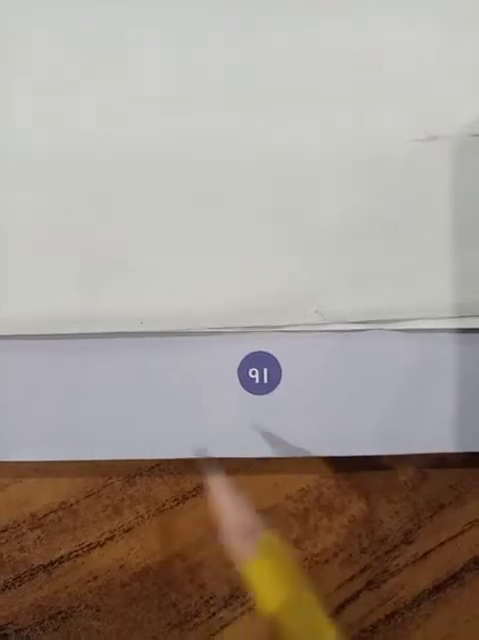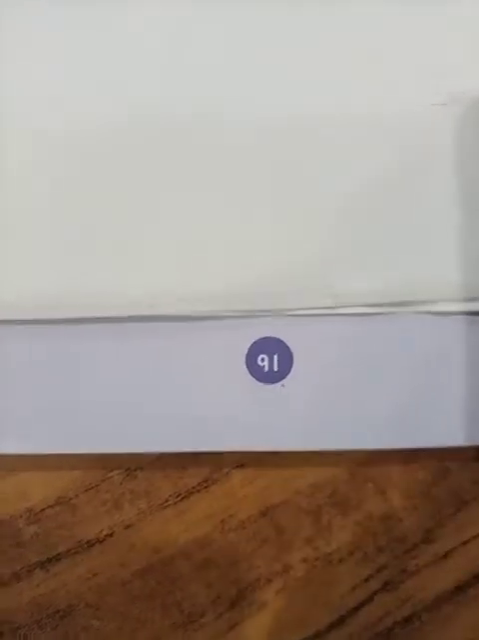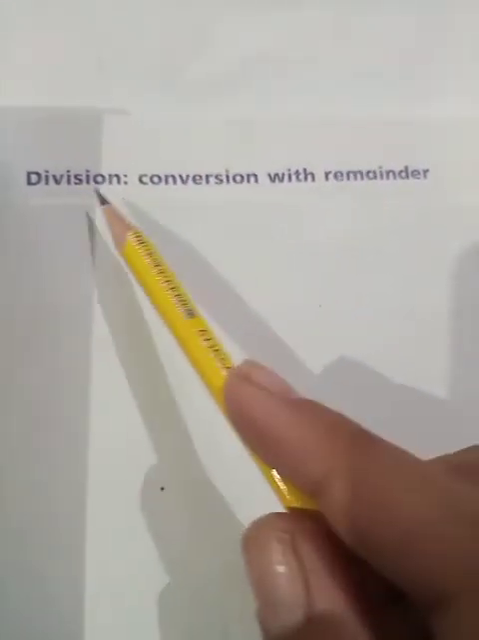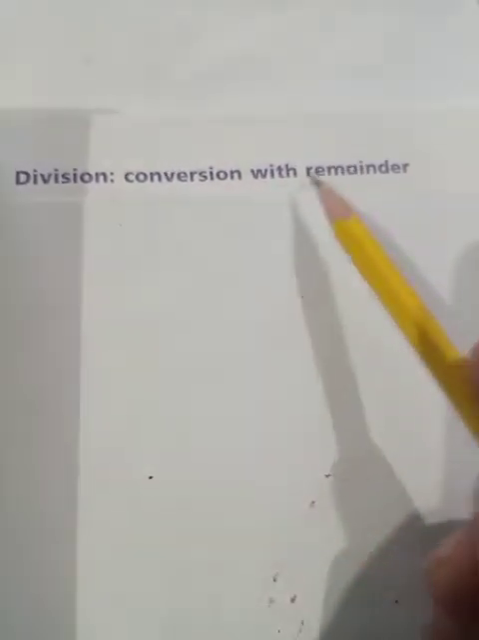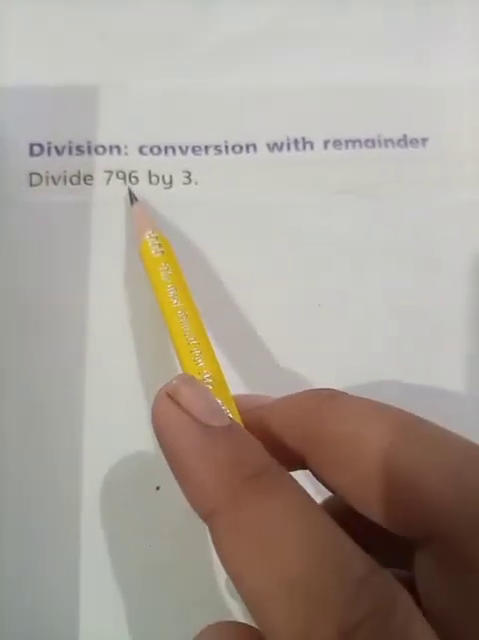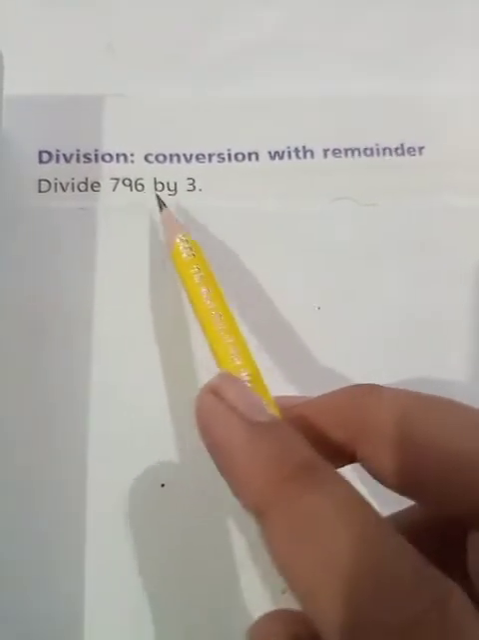Students, we have solved the questions on page number 90. Now come on page number 91. And here our topic is division, and we are going to do the process of division by conversion with the remainder. Students, here is our question. Divide 796 by the 3. We are going to divide this number by the 3.